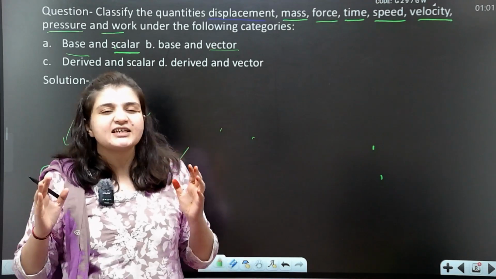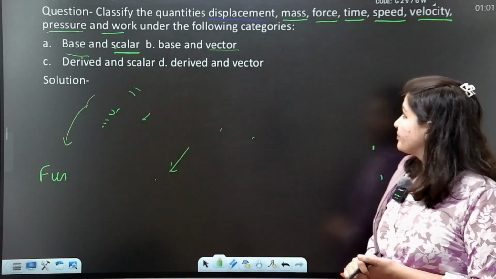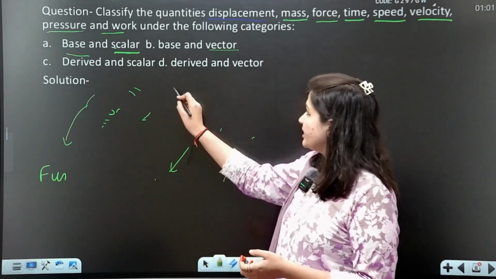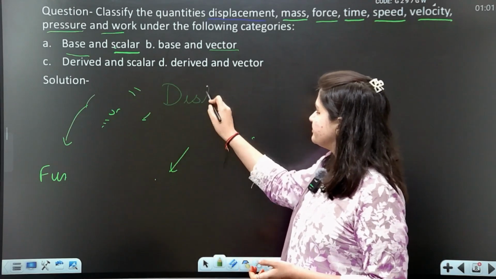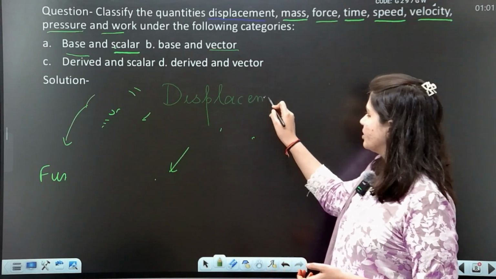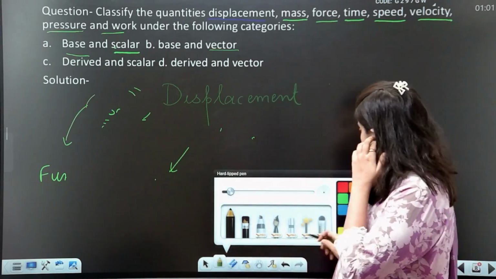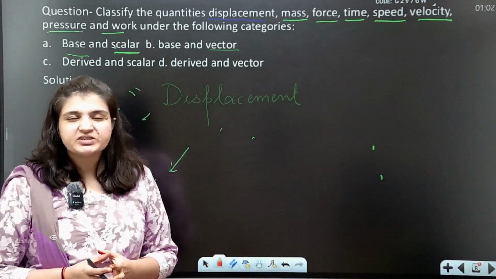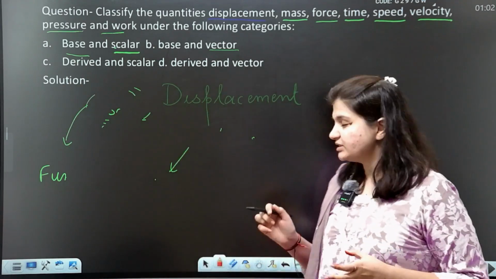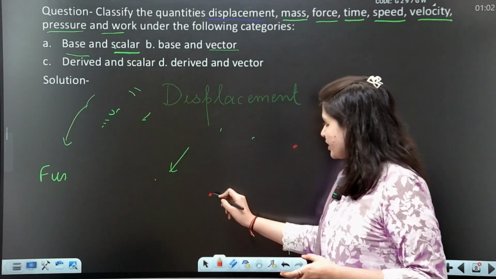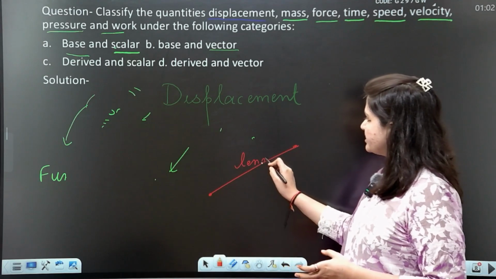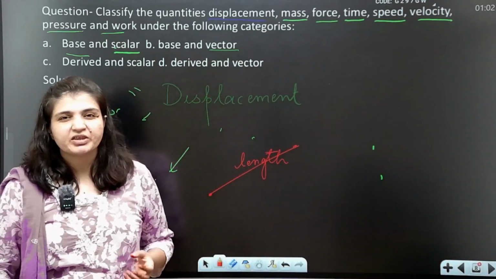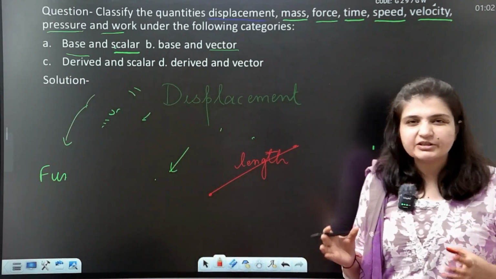Now first let's understand each and every quantity. First let's consider the quantity displacement. So what is displacement? It is the shortest distance between the initial and the final point. Basically, displacement is the length. It is the total length covered by an object.